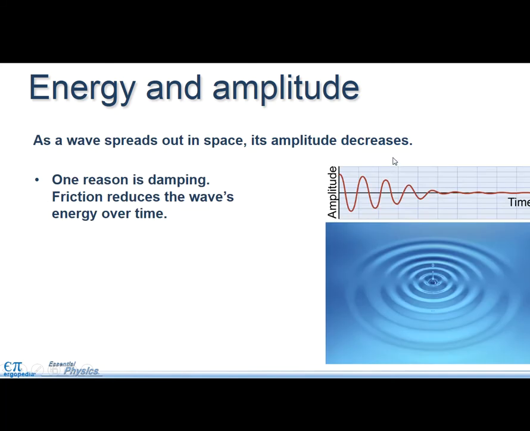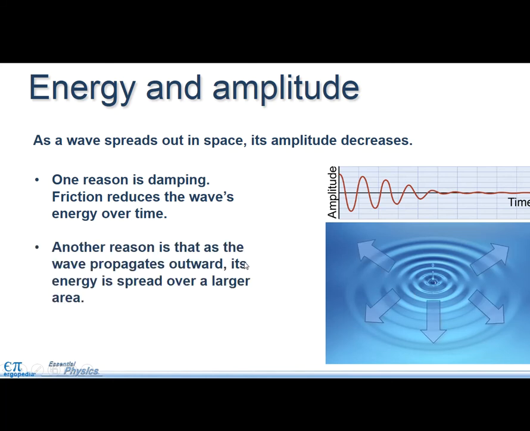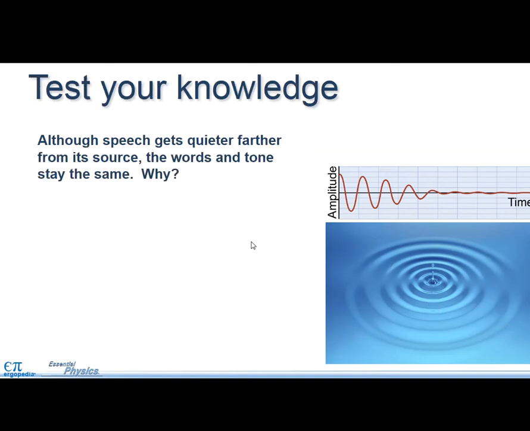So as a wave spreads out in space, its amplitude decreases. One reason for this is that there's damping, so there's friction causing the wave's energy to reduce over time. For example, the molecules of water inside of this bowl are going to be moving and rubbing up against each other and creating some heat. Another reason is that as the wave propagates outward, it has to spread its energy over a larger space. That's why, for example, if a bomb were to go off, the farther away from the bomb you are, the more safe you are.